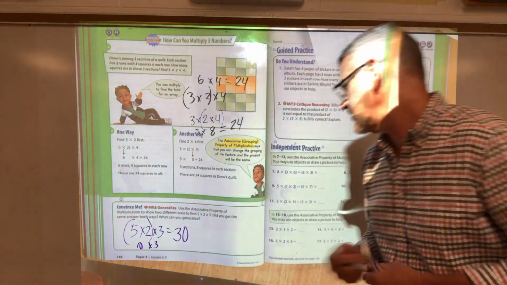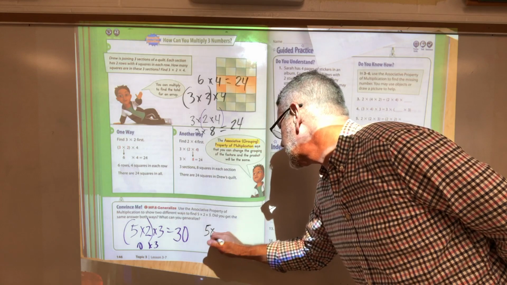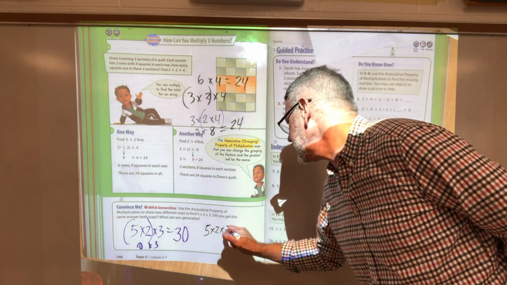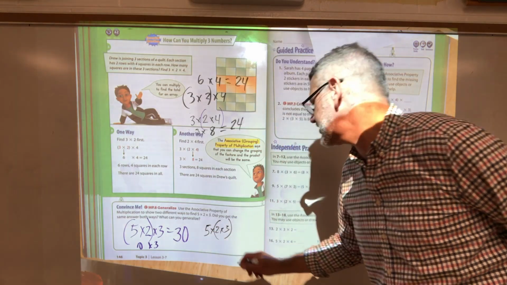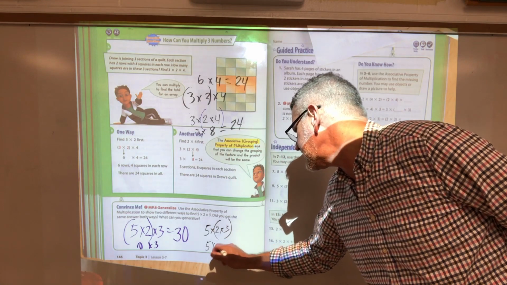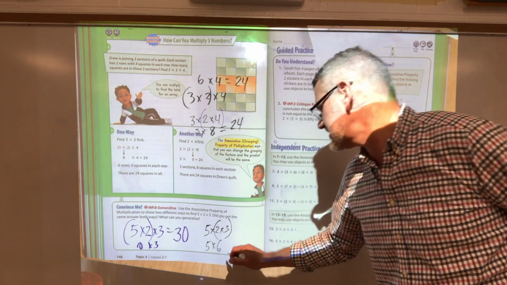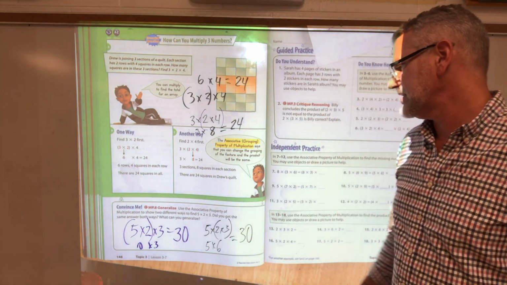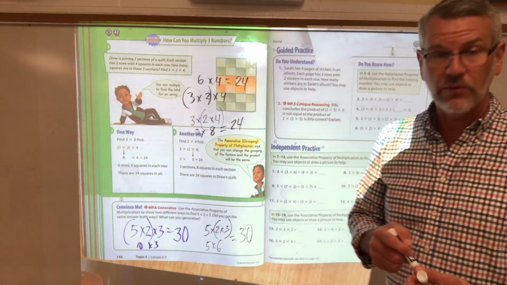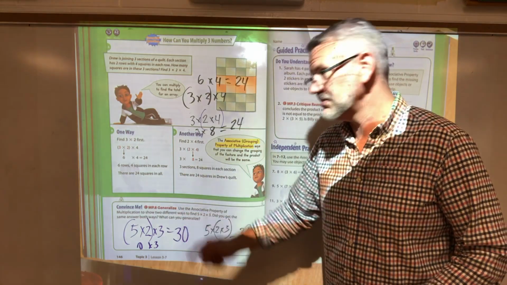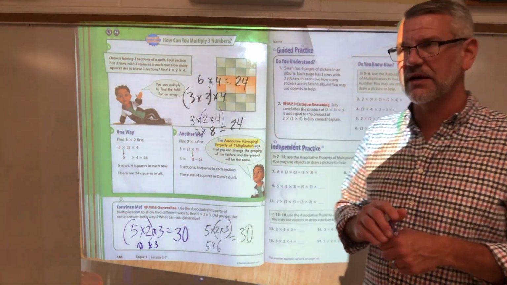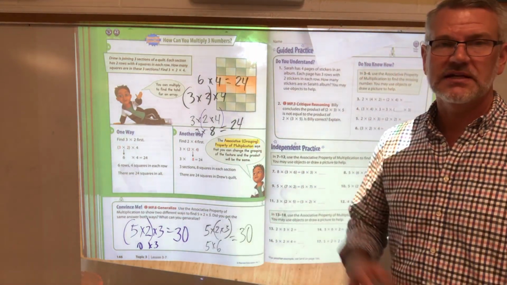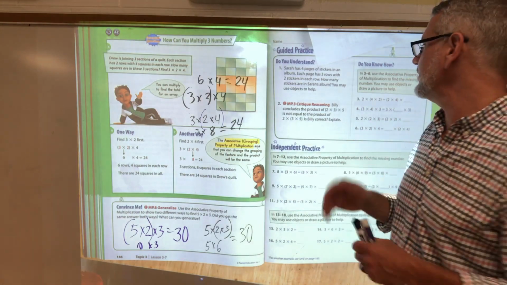Another way to do it. 5 times 2 times 3. And let's say the 2 and the 3 are best friends. So now we've got 5 times, we're going to multiply that, make it 6. 5 times 6 is 30. Did you get the same answer? Yes. What can you generalize? Which means, what's a statement you can make about this? It doesn't matter how you group the numbers. You get the same answer.